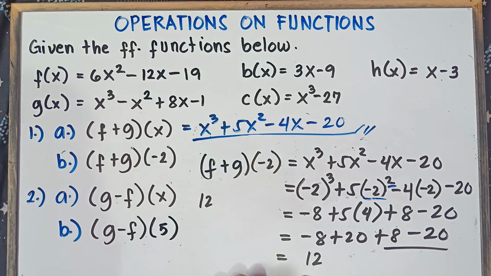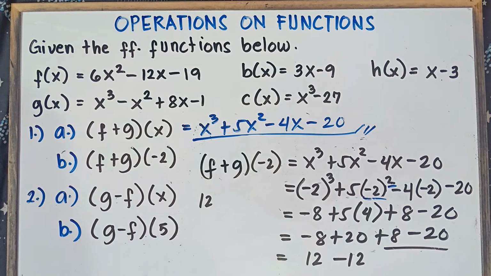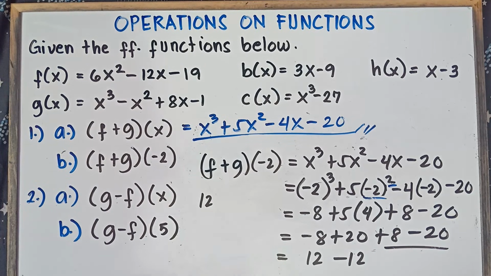And then this one, positive 8, negative 20, unlike sign, subtract 20 minus 8 is 12. Now 20 is greater than 8, we copy the sign of 20, that would be negative 12. And then 12 minus 12, that would be equal to 0. So therefore, class, the answer with regards to letter B, that would be equal to 0.